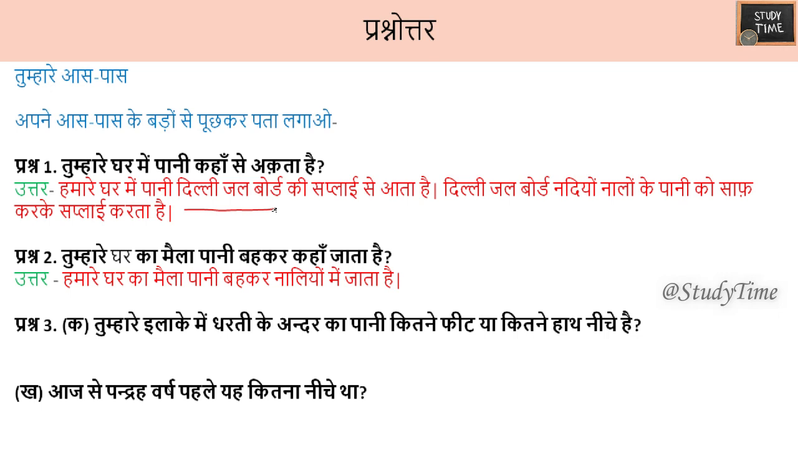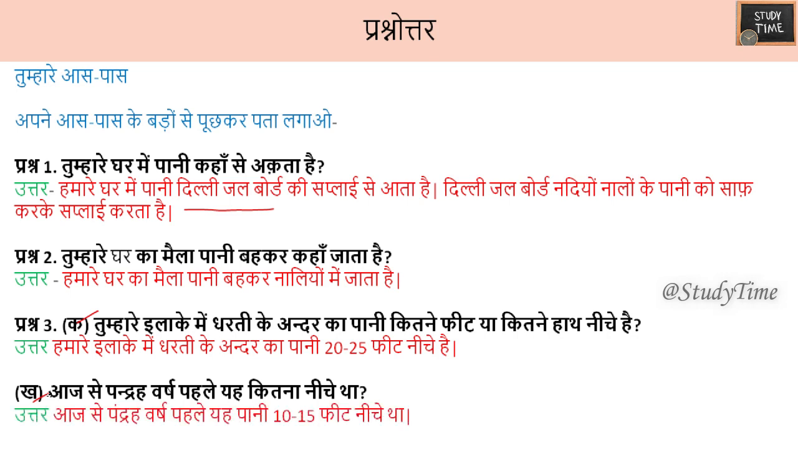Third question. So in the third question you have two parts. First one, second one. How many feet or how many hands below the earth is the water in your area? So you have to mention the feet or whatever measurement you want to say. The underwater in our area is 20 to 25 feet below. Niche means below. Second question, how far was it 15 years ago? So 15 years ago, it would have been nearer. That is 10 to 15 feet.